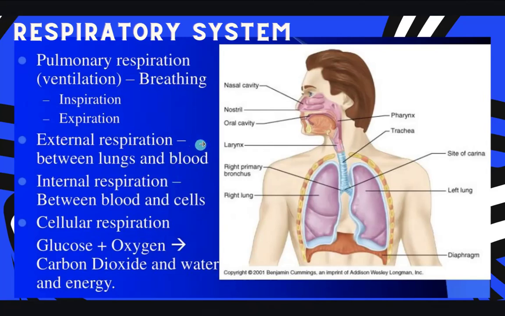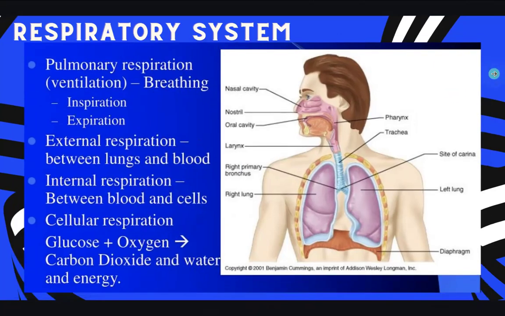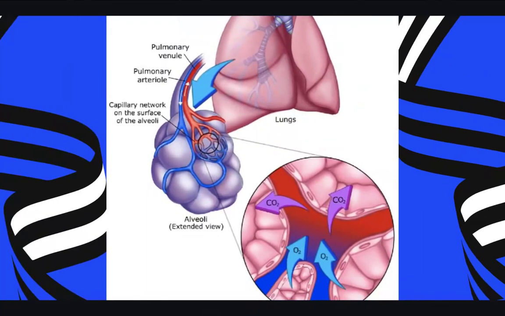Let me just repeat. External is between the lungs and the blood. Internal is between the blood and then the cells of the body, and then cellular respiration. This is already the production of energy in the different tissues of the body.